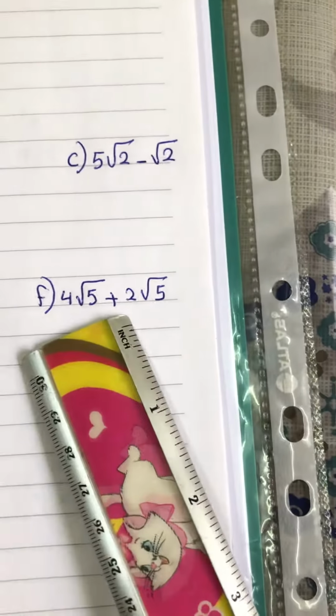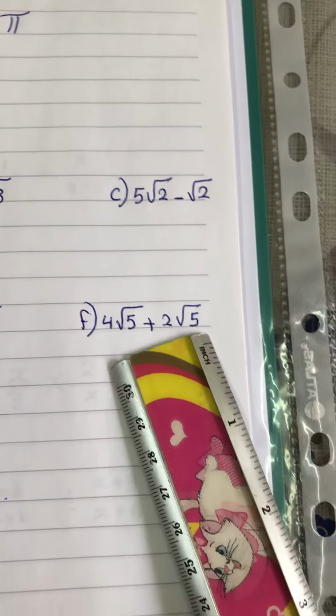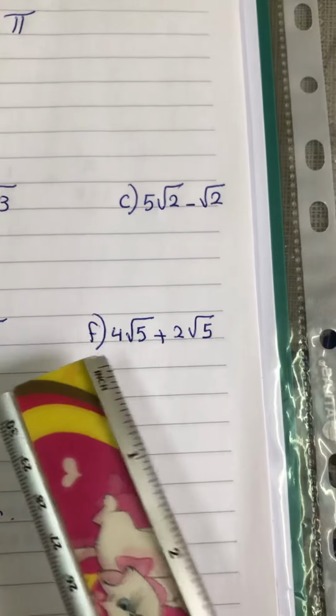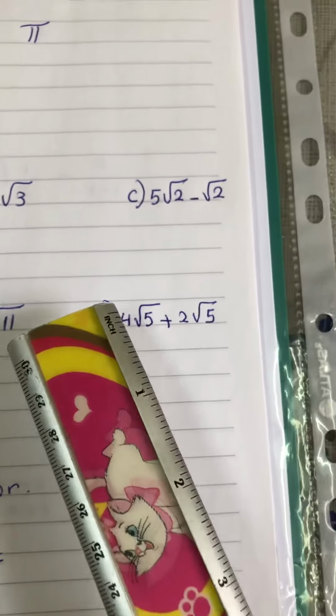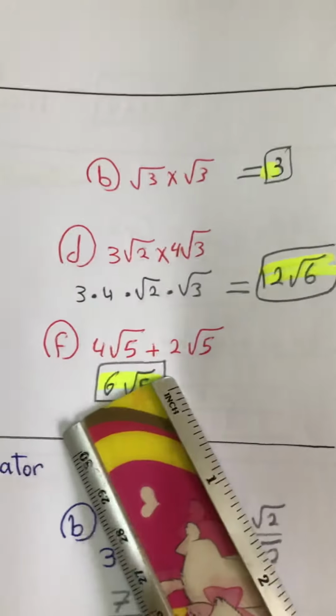Addition: 4 square root of 5 plus 2 square root of 5. I have the same square root of 5. You can take it as a common factor. What's left? 4 plus 2. So 4 plus 2 square root of 5 equals 6 square root of 5, like this.